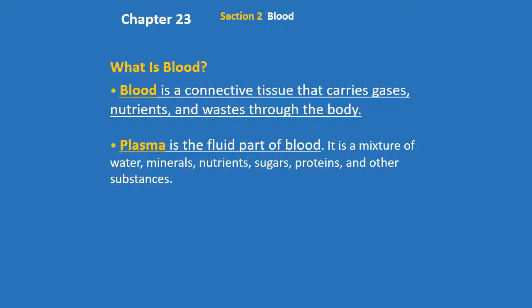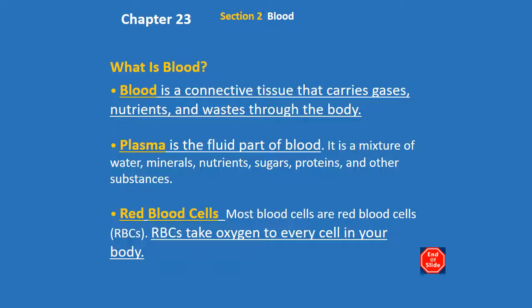Because we talked about what cells do. They have all these parts that do stuff. They have to get the materials to do their stuff from the blood. And then you have red blood cells, which we call RBCs for short. Most of the blood cells are red blood cells. They carry oxygen to every cell in your body. So write that down next to red blood cells. They take oxygen to every cell in your body. So their function is to carry oxygen.